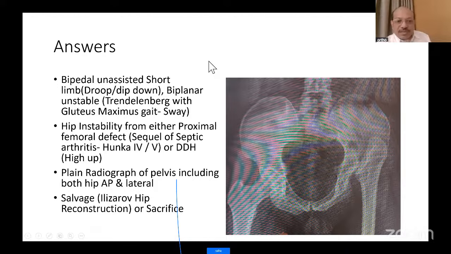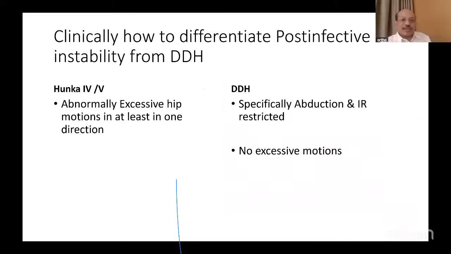Now, what are the investigations? Investigation basically is a plain radiograph of the pelvis, including both the hips, AP and lateral. Now what are the principles of the management? There are two ways: either it's a salvage or the sacrifice. Salvage is Ilizarov hip reconstruction, or the sacrifice. This is the theoretical part. I'm just touching on this.